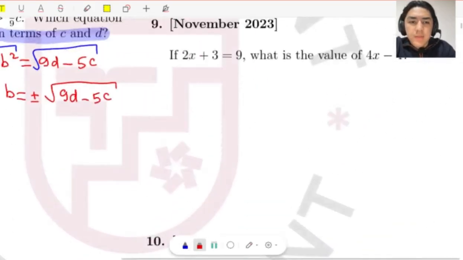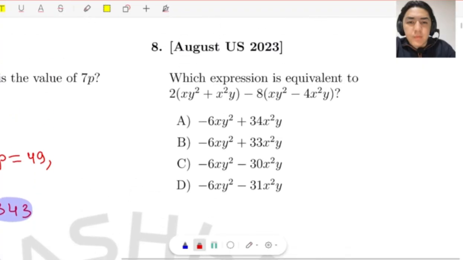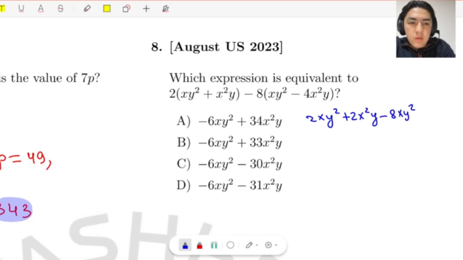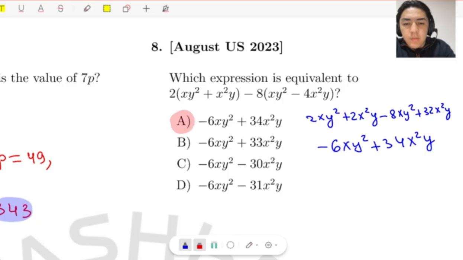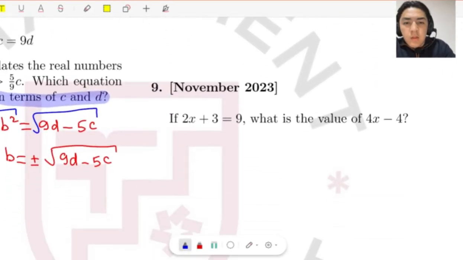Question number 8. Which expression is equivalent to this? Okay, so I'm going to open the brackets. 2xy squared plus 2x squared y minus 8xy squared plus 32x squared y. And at the end of the day, I will get minus 6xy squared plus 34x squared y. And this is A.